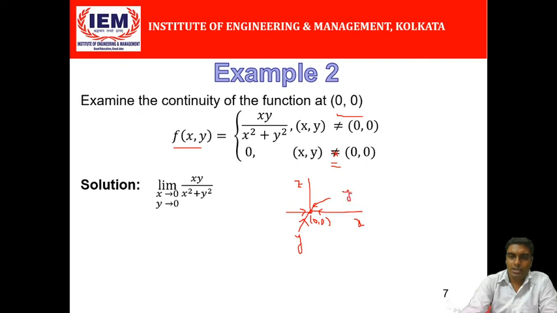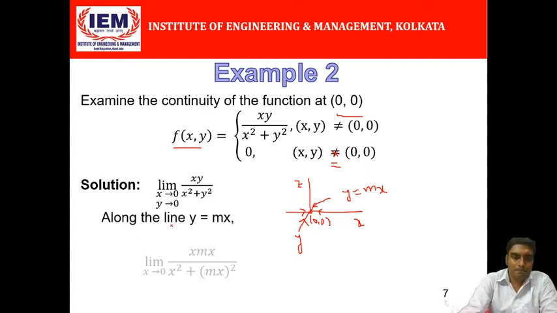So I can take the straight line y equal to mx. So c won't be there, because c will be 0, because this line should pass through this point 0, 0, right. So the equation of the straight line will be y equal to mx. So this line will pass through this 0, 0. Now we approach this function by this straight line. We are approaching the 0, 0 by this straight line.